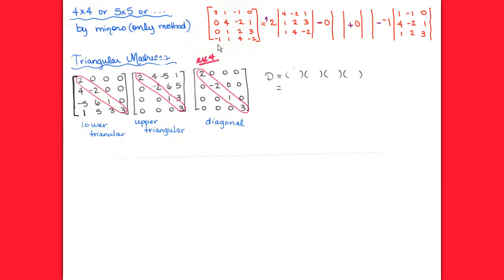So I could go through and say, okay, I want to find 2 times its minor. If I eliminate the row and the column, then what I have left is that minor. Then 0 times its minor. There's no need to even write the minor of 0 because that answer is going to be 0. 0 times its minor. No need to even write that one because the answer is going to be 0. And then -1 times its minor. If I eliminate the column, eliminate the row, those 9 numbers that are left are its minor.